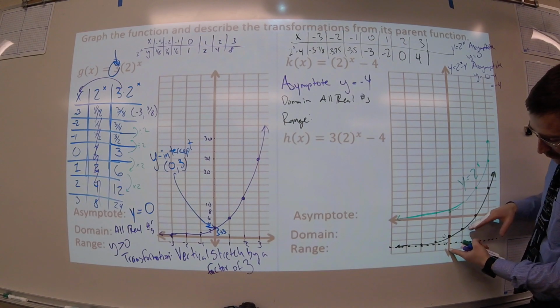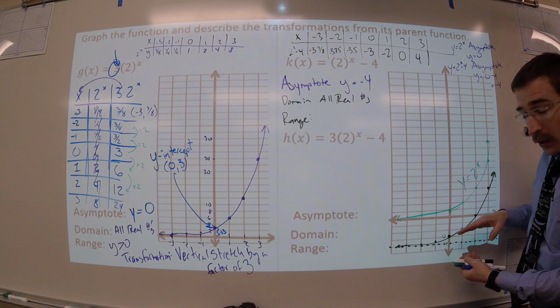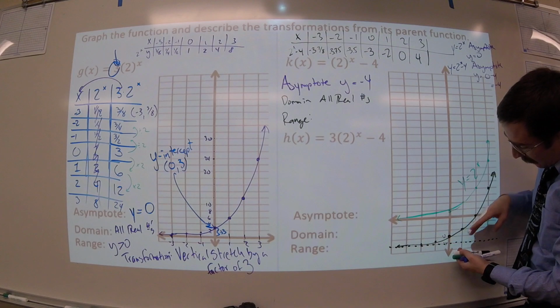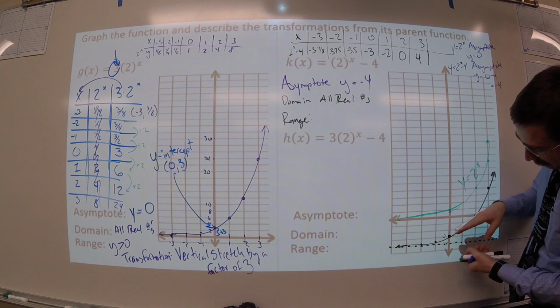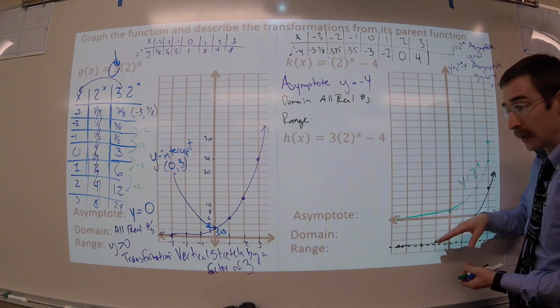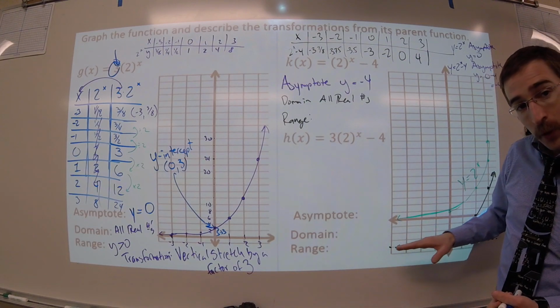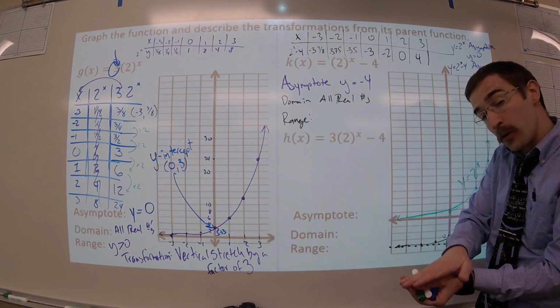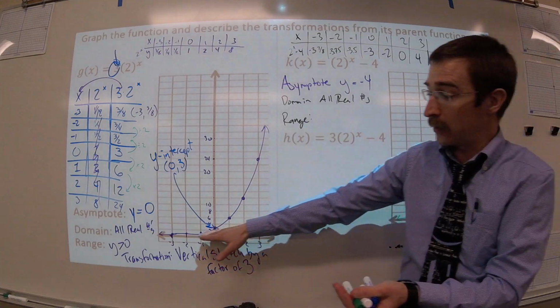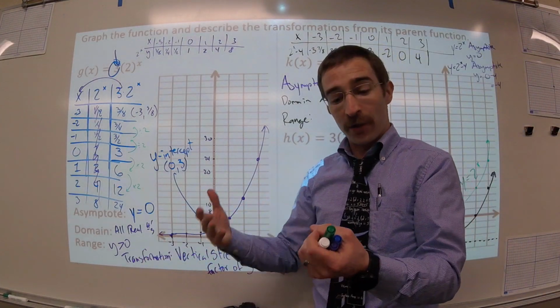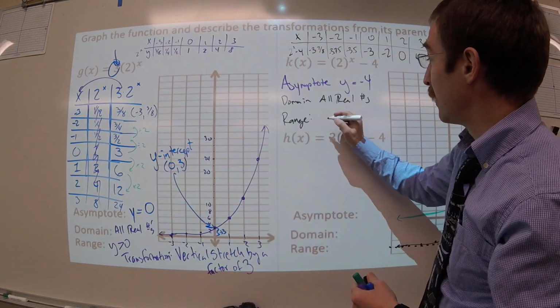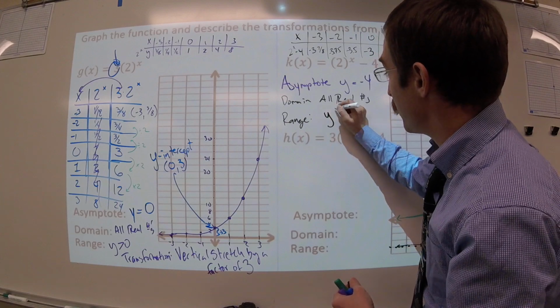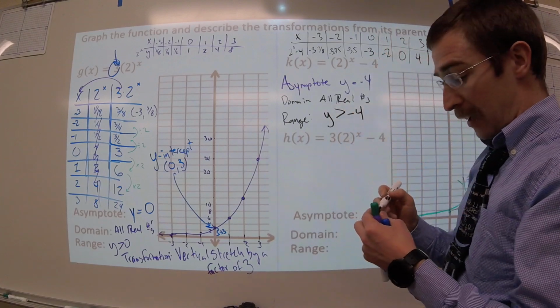And then as x goes smaller, we get all of these negative outputs, like negative 1, negative 2, negative 3, and all the decimal values in between. As we approach negative 4, we get closer and closer to negative 4, the same way we get closer and closer to 0 on this graph, but we never quite get there. So here, our range is all the y numbers that are bigger than negative 4.